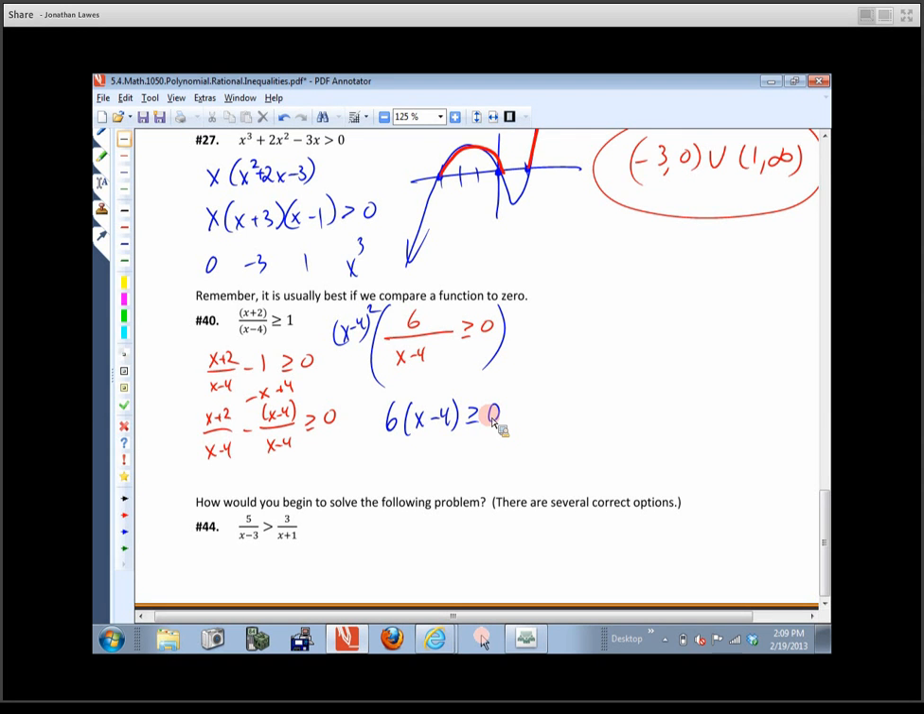What's the x-intercept? The x-intercept is 4. Whoops, positive 4. And what does it look like? Looks like 6x. So it looks like this, right? Pretend that went through that point. And we want to know where that line is greater than or equal to 0. Where is that? So that's going to be from 4 to infinity.